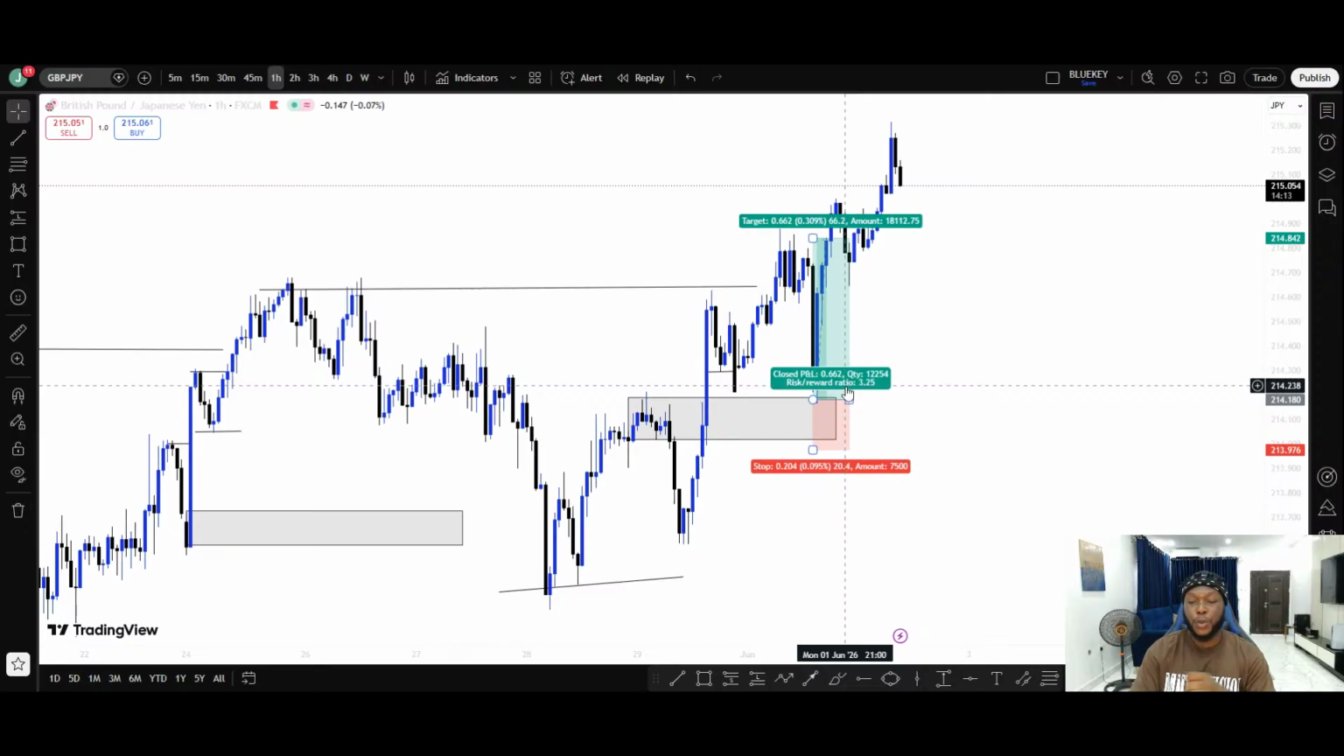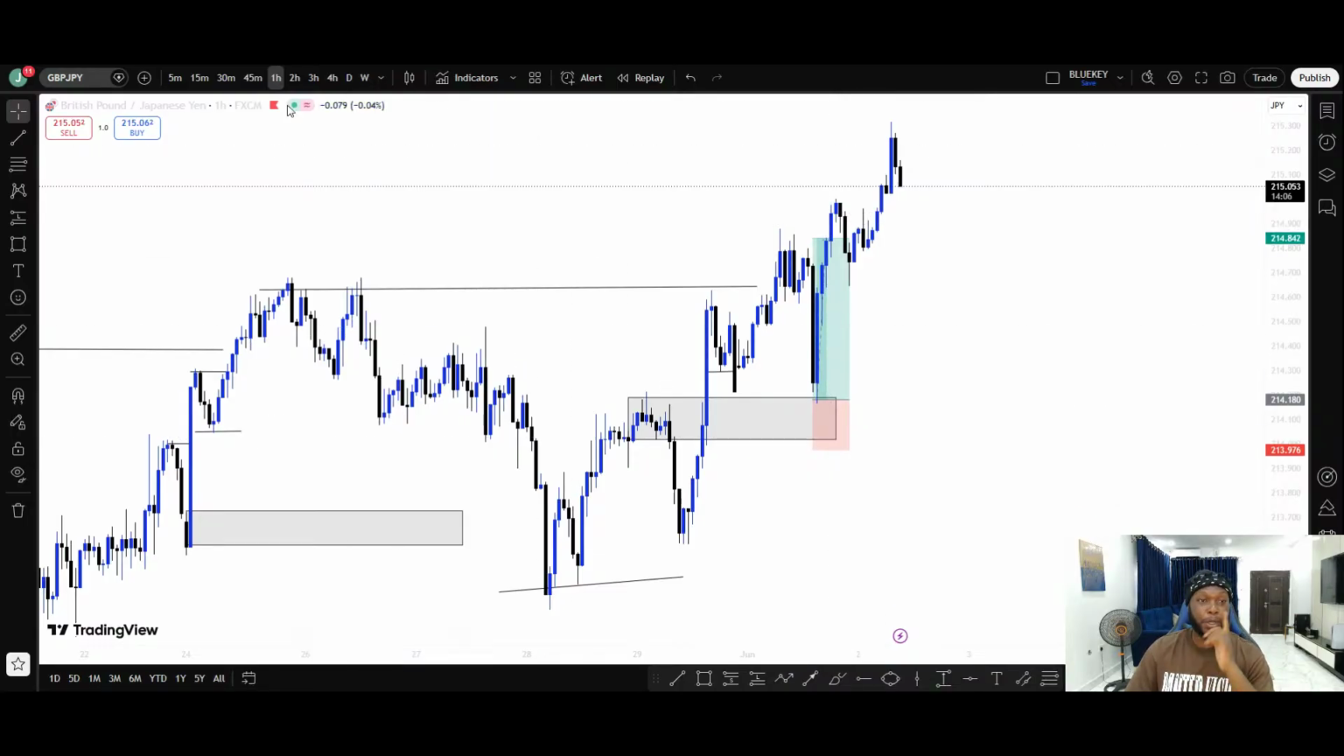We saw it happen on gold. We saw it happen on Euro USD. This is the same thing happening on GBP JPY. Massive move. Breaker block entry.